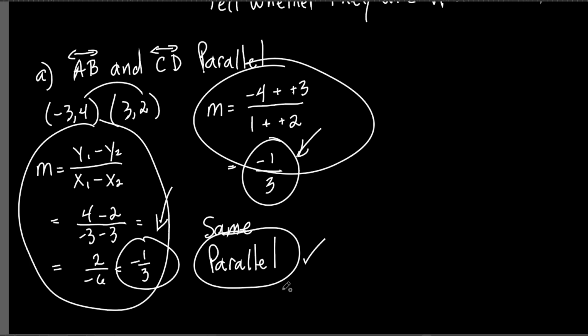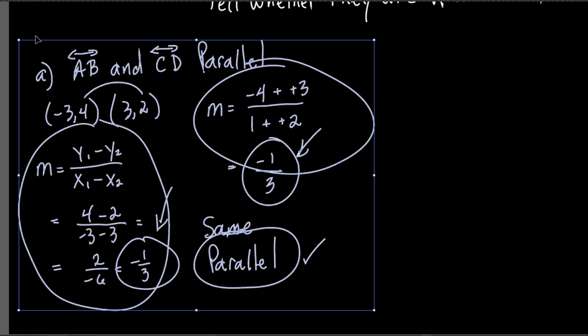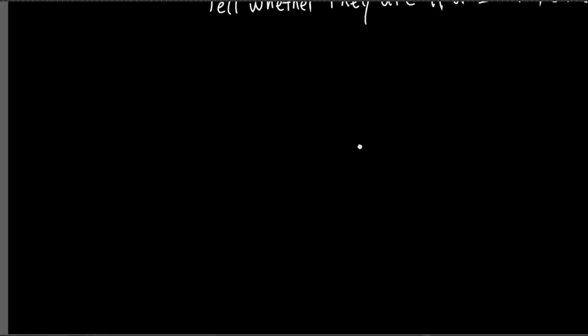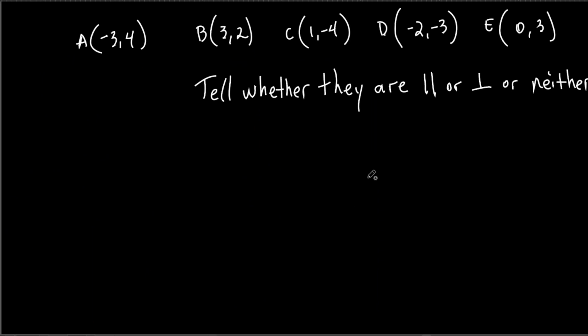All right, let's do another. You wrote all this down, but I'm just going to erase this part to give me some room so we can see those points right there. All right, let's do another one. Change colors here. This time we're going to look at line AE, and we're going to look at line BC.